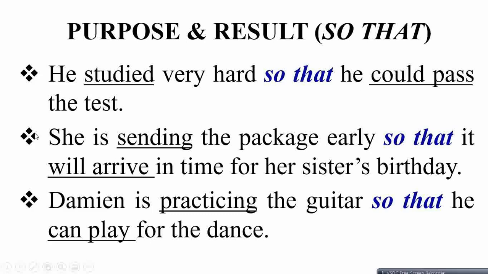Second example: she is sending the package early. Now this is the first purpose clause followed by the "so that" conjunction. It will arrive in time for her sister's birthday. So with regards to this tense, it is a future tense, and again this is your result clause.